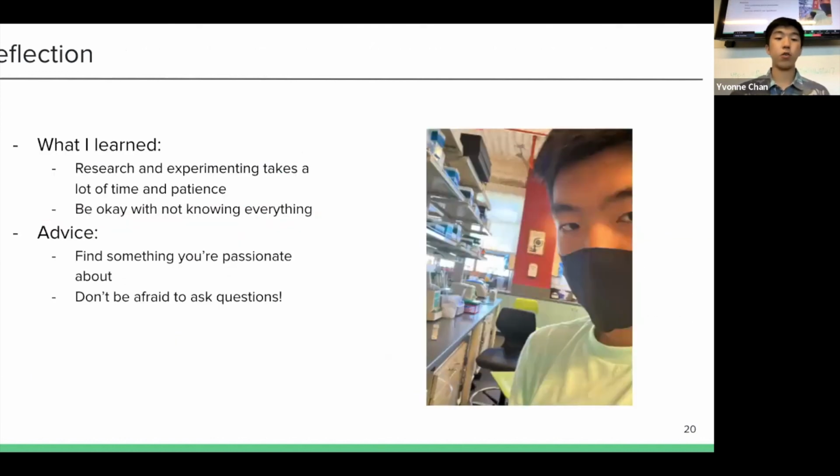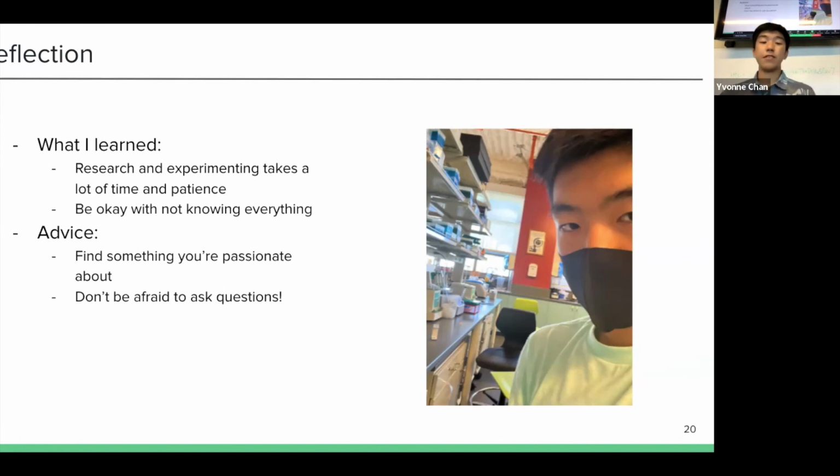And so a reflection of what I learned is that research and experimenting takes a lot of time and patience. I thought that I could go out there and figure it out really fast and get my research and my data, but that was not the case. And secondly, I learned to be okay with not knowing everything. Dr. Chan told me that this is a test that he took a whole college course on, and it's not something that I can really learn in just a few days and few weeks of reading papers.